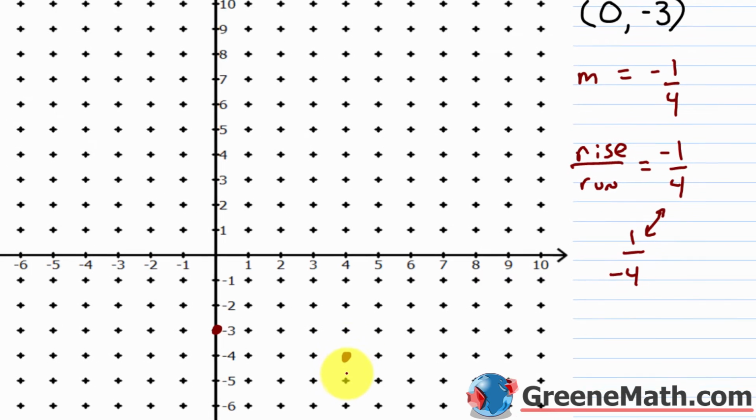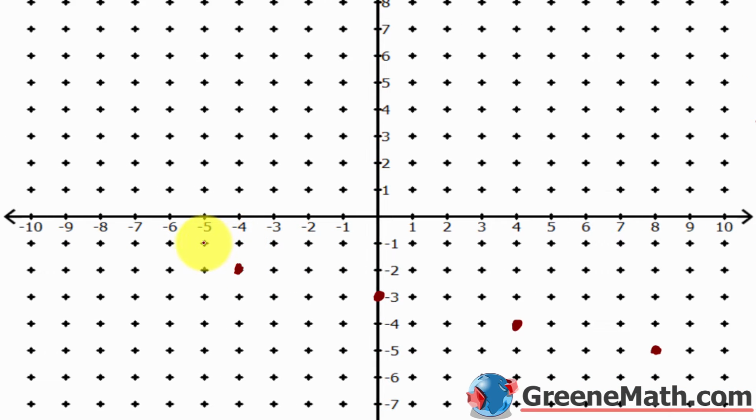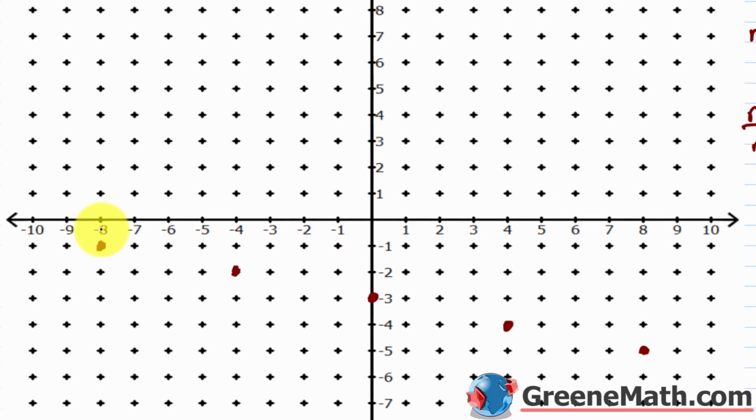And I'll do that again. Fall 1 over 1, 2, 3, 4. And you can get some points over here too by kind of reversing that and saying, okay, I can also rise 1 and go to the left 4, right? If I have -4 in the position of run, that means I'm going to the left 4. So 1, 2, 3, 4. Do that again. Up 1, over to the left. 1, 2, 3, 4. So there are some points, and we just draw a line through them to graph it.